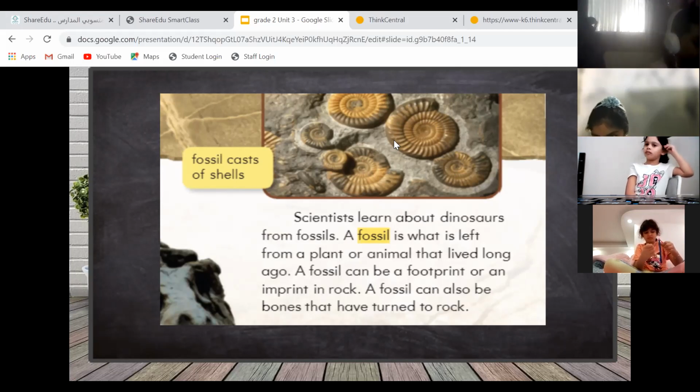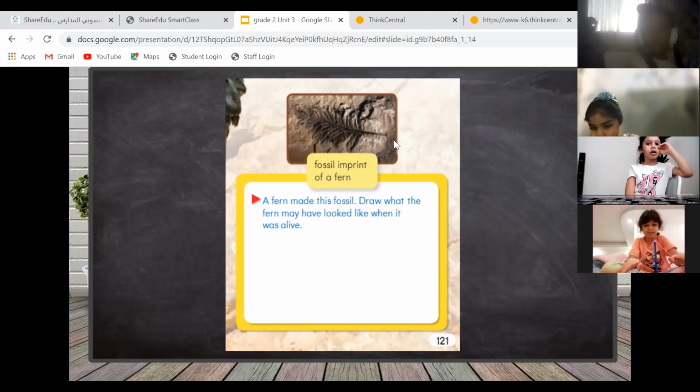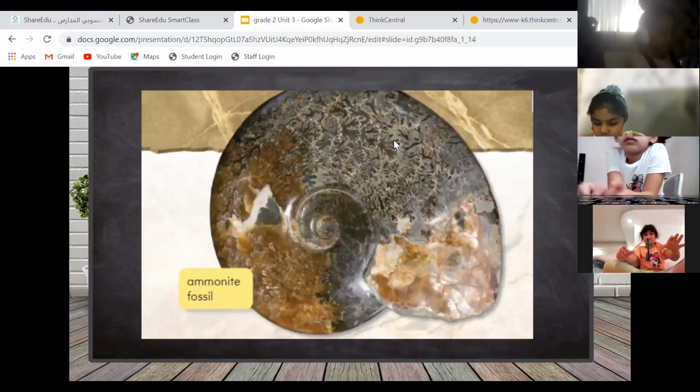Okay, guys, I'm going to show you again. We drew this one together yesterday, is that right? Leon, stop playing, please. We drew this one together. This is a fern, it's a plant, and now it turned to a fossil.